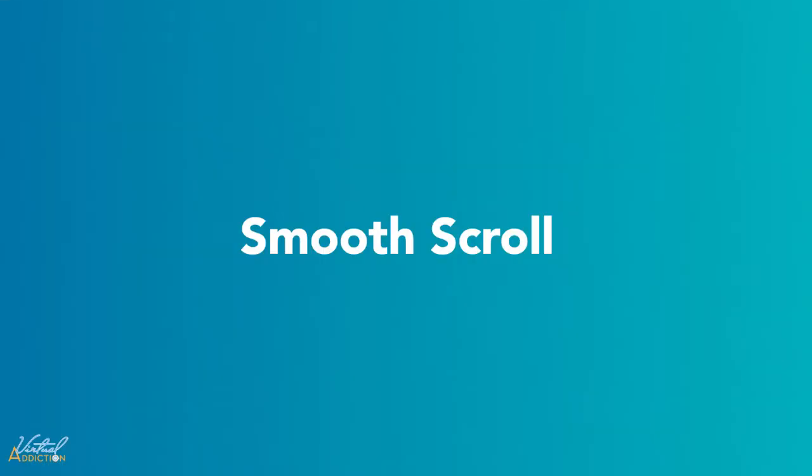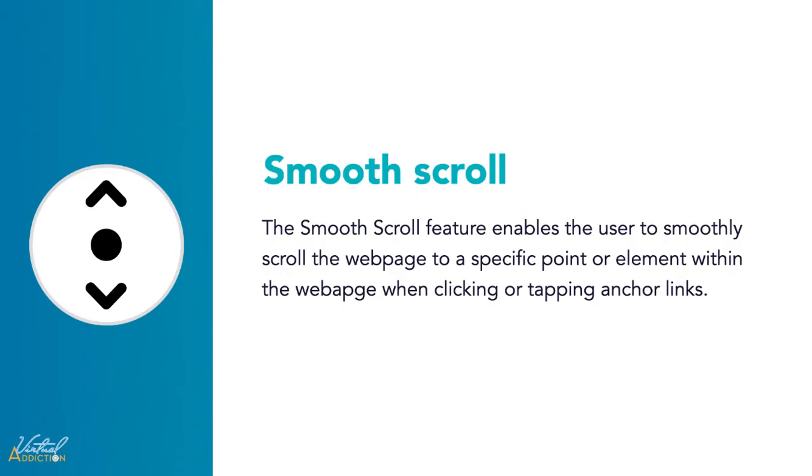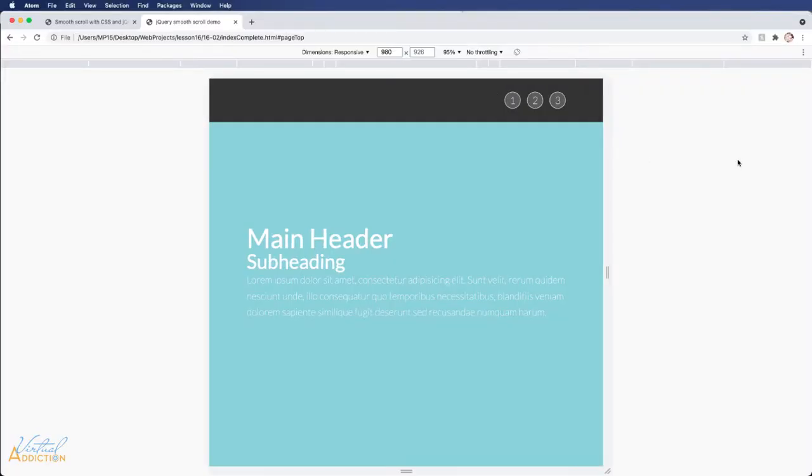I'm going to teach you how to create a smooth scrolling behavior on your website. The smooth scroll feature enables the user to smoothly scroll a web page to a specific point or element within the web page when clicking or tapping anchor links. Let's take a look. Here's the page that we'll be building out.